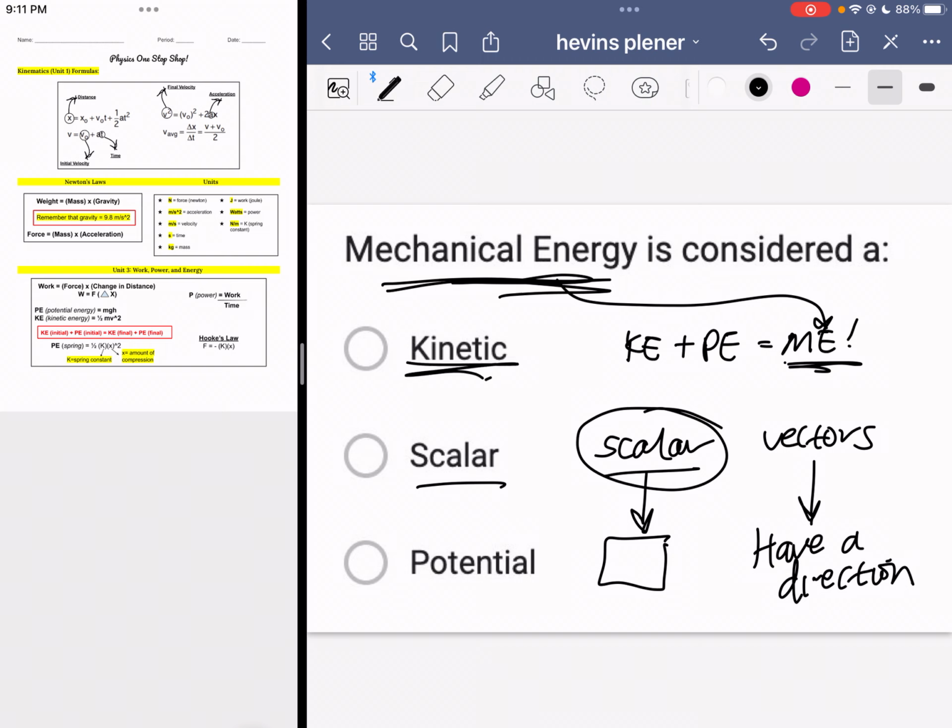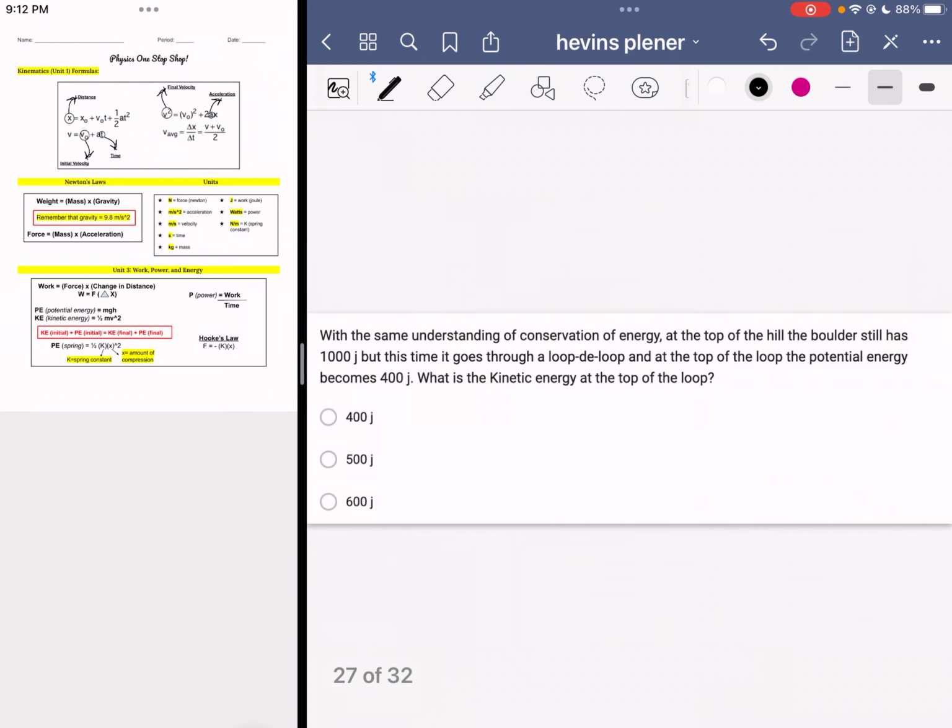Because it cannot be a kinetic, and it cannot be a potential because that doesn't mean anything without the word energy at the end. And they are a part of mechanical energy, but they are not equal to it. Okay?